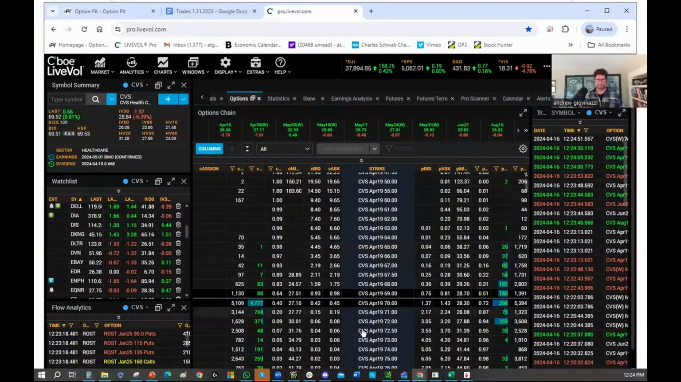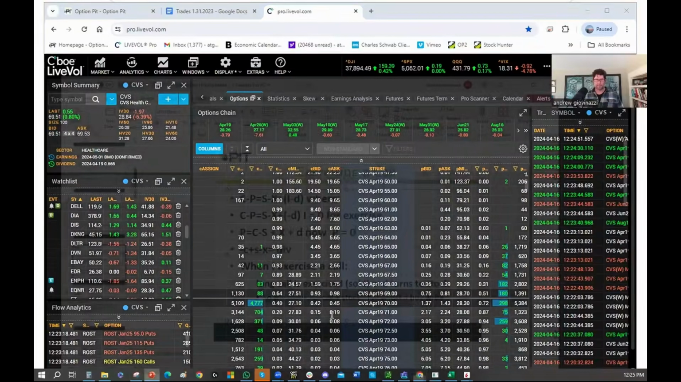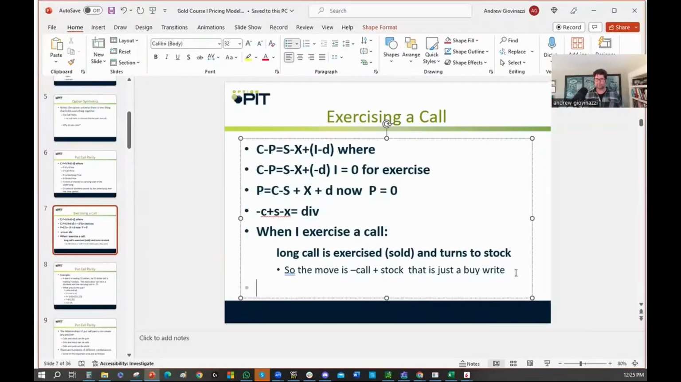So the general rule, if we go back to our little sheet here. Okay, so the easy rule is your call is assigned when the value of the dividend is going to be greater than the put price on the strike you're looking at. Right? So that's the general rule.